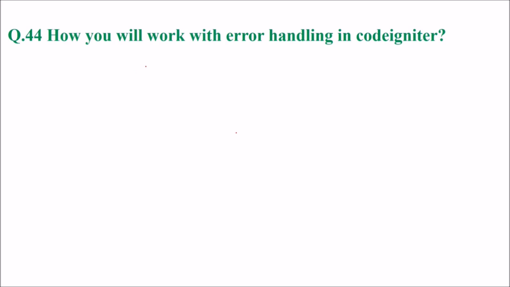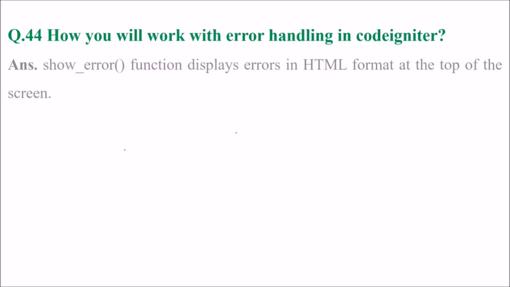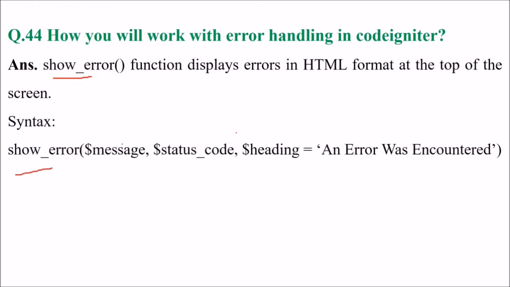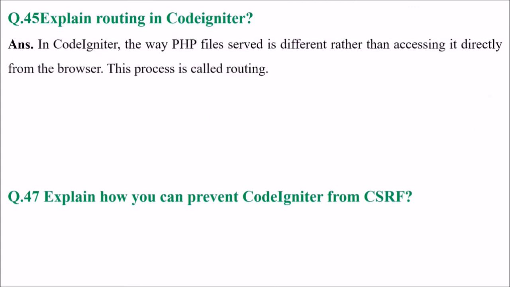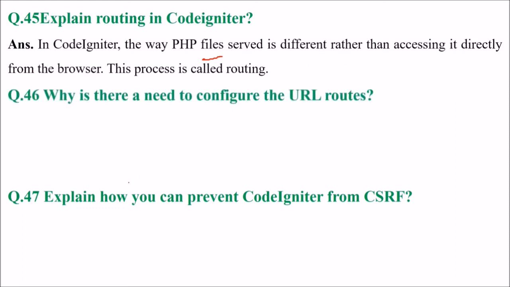Next question is how you will work with error handling in CodeIgniter. You can have the show_error function, which displays an error in HTML format at the top of the screen. The syntax can be like this: show_error with the message, status code, and any heading like 'An error was encountered'. Explain routing in CodeIgniter. In CodeIgniter, the way PHP files are served is different from accessing them directly from the browser. This process is called routing.